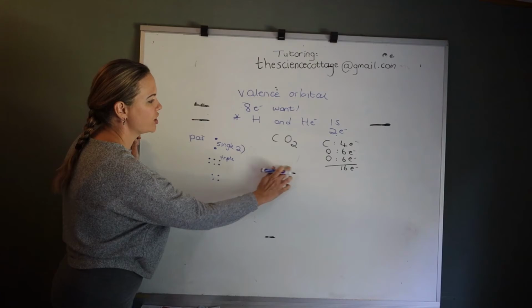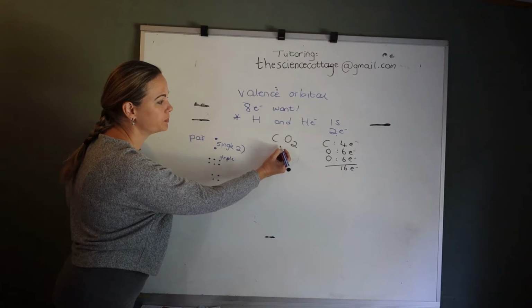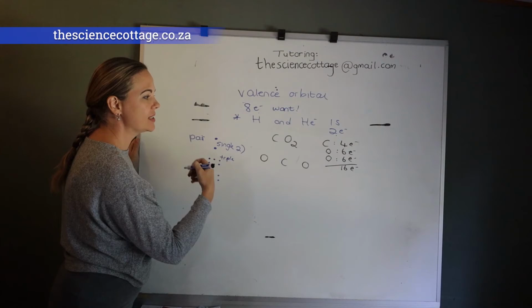Arrange the atoms. Carbon's electronegativity is 2.5. Oxygen has an electronegativity of 3.5. See if you can find those numbers on your periodic table. So carbon will go in the middle. And the oxygens with a higher electronegativity will go on the ends. Place at least a single bond. There might be double or triple bonds.